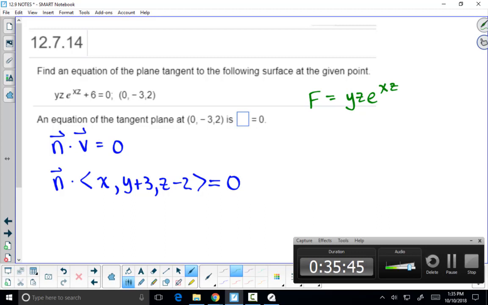You can forget about any constants. You don't need any constants. So this surface right here that we started with, if we were to plug in a -6 for capital F, that would give us a level surface, and it would give us that exact surface right there. If you plug in any constant value for capital F, you will get a level surface.